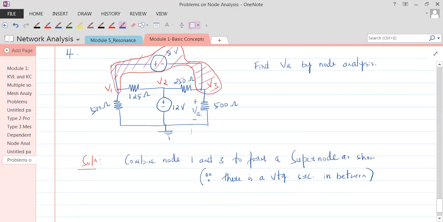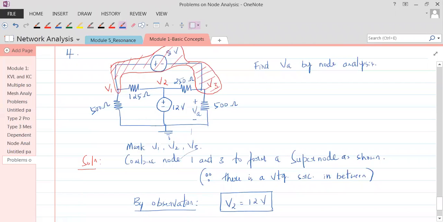As shown. Now before that we have to mark V1, V2, V3. The first thing that we have to do: since we know one of the node voltages, which node voltage do we know? V2 we know, right? So by observation, what do we know? V2 is 12 volts. So this is known just by observation.